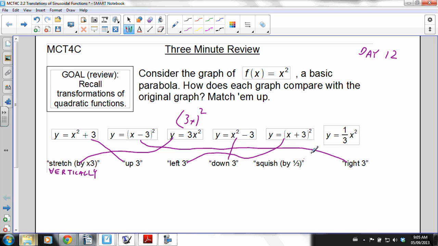And then finally, this one has to match up with that one just because there's none left. But this makes sense as well. When I'm multiplying by a fraction, it should make it smaller, should make it squished, and that's what it is. And again, that squish is vertical, a vertical squish.